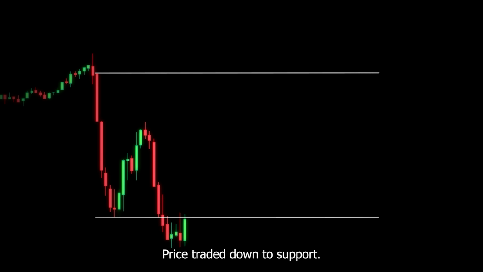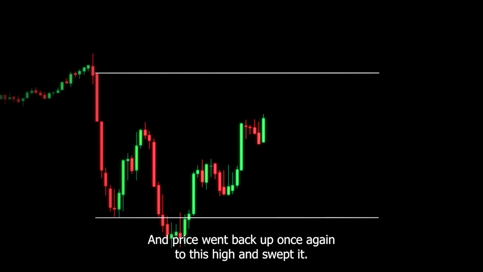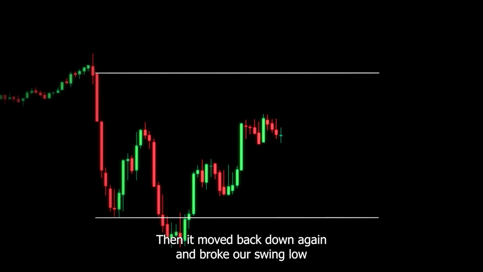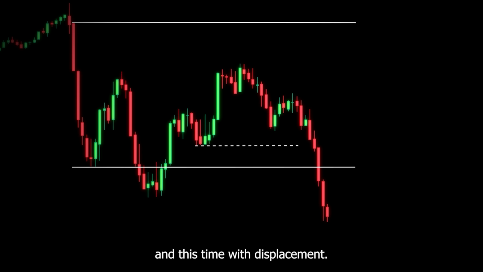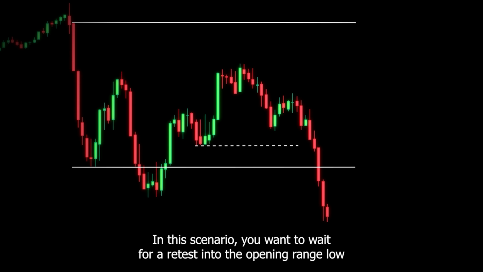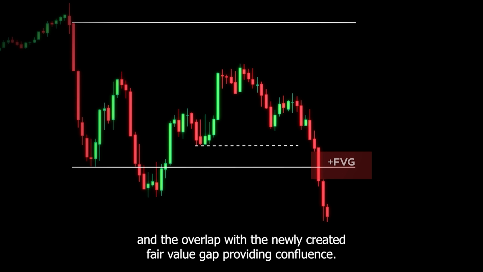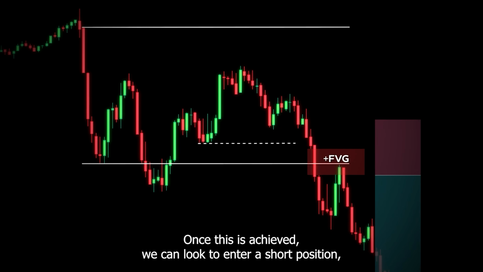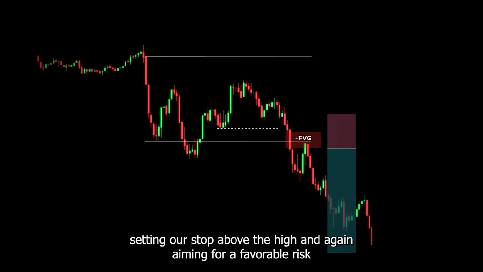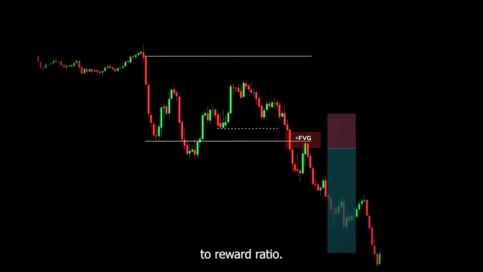Here, price traded down to support, and then sellers broke the local swing low. But there was no displacement, and price went back up once again to this high and swept it. Then it moved back down again and broke our swing low, and this time with displacement. In this scenario, you want to wait for a retest into the opening range low and the overlap with the newly created fair value gap, providing confluence. Once this is achieved, we can look to enter a short position, setting our stop above the high and again aiming for a favorable risk-to-reward ratio.